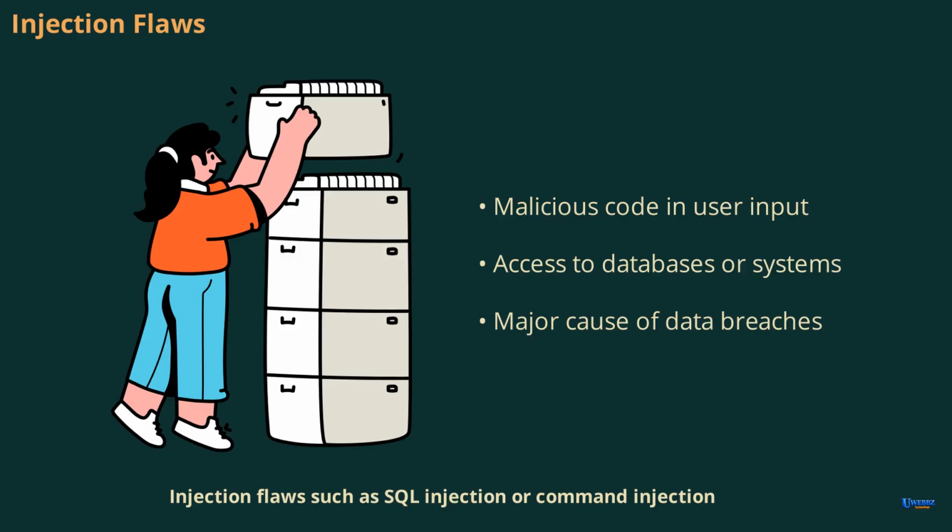Injection flaws, such as SQL injection or command injection, occur when attackers send malicious code as part of user input. The application is tricked into executing this code, potentially giving attackers access to databases or system commands. Many high-profile data breaches have resulted from injection flaws. For example, a major retailer suffered a breach in 2014 due to a SQL injection vulnerability in their payment system.